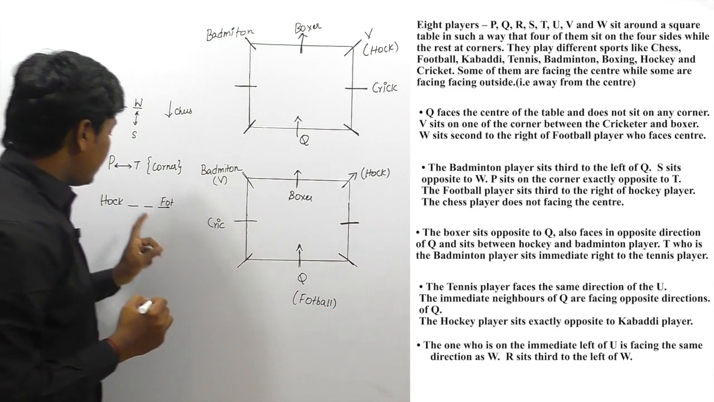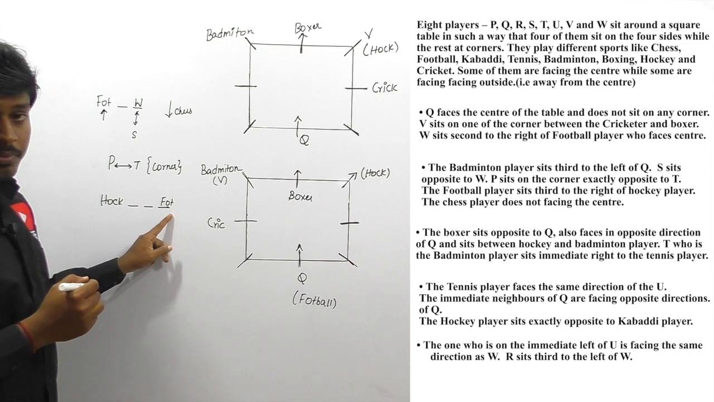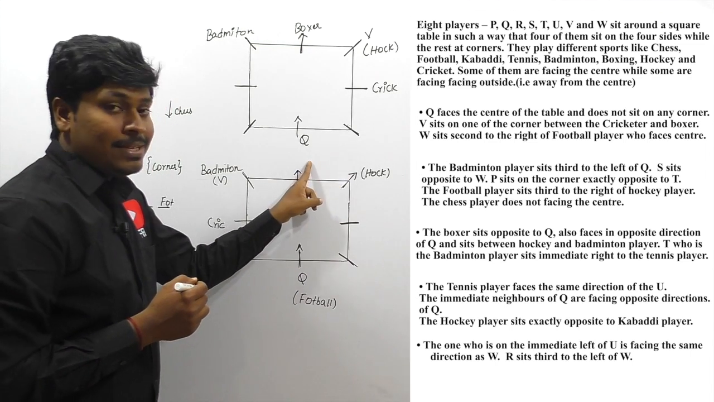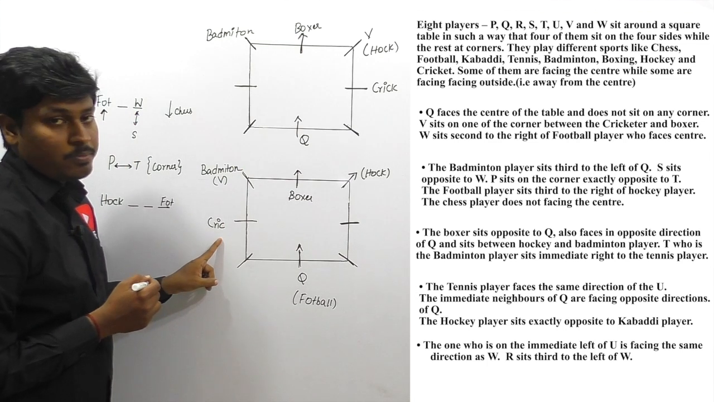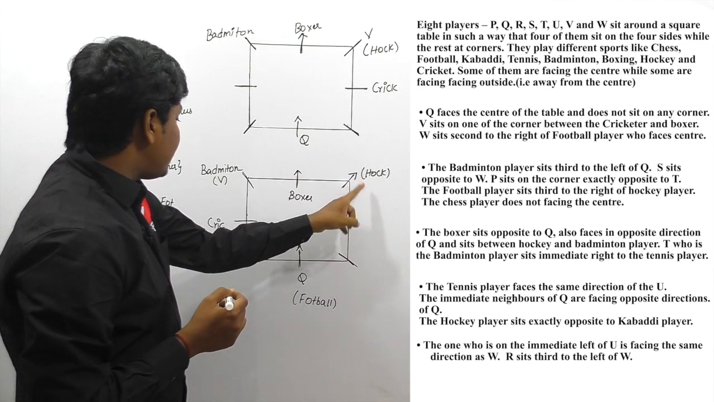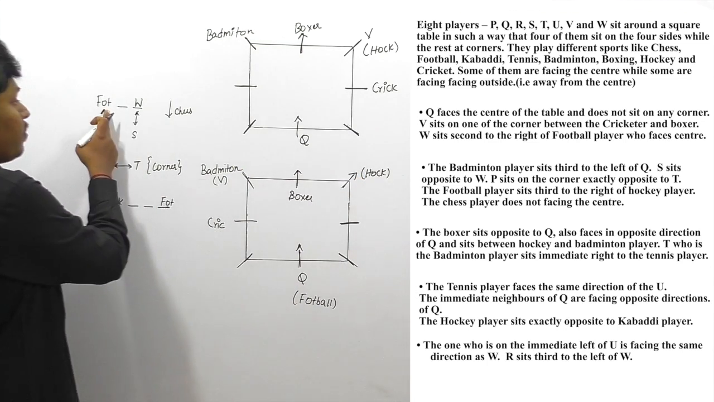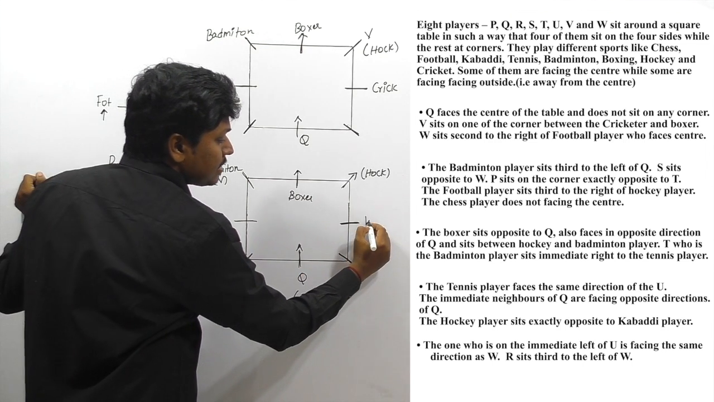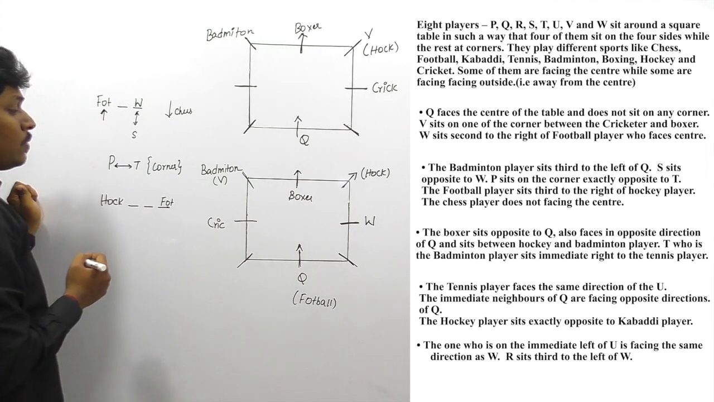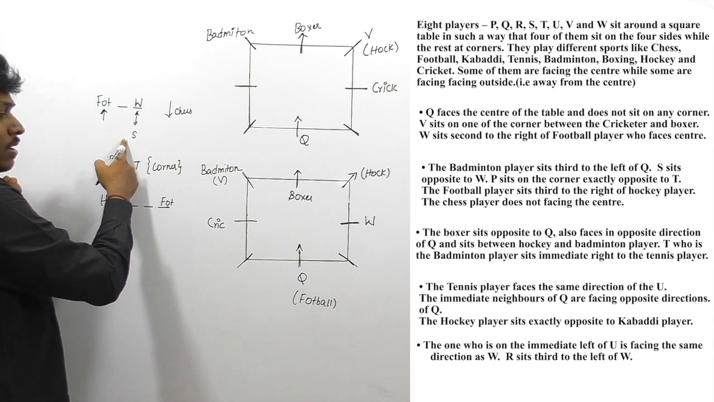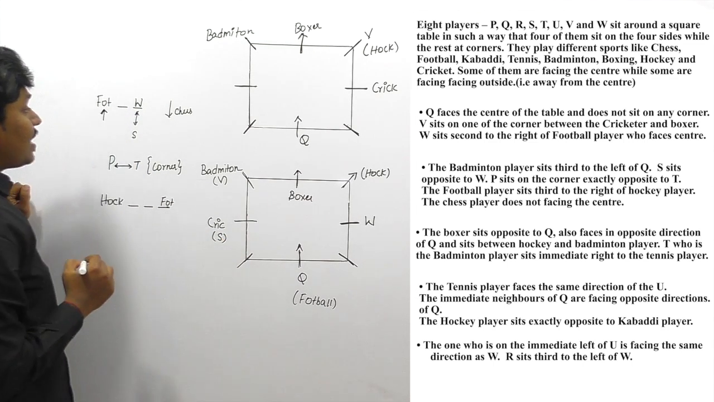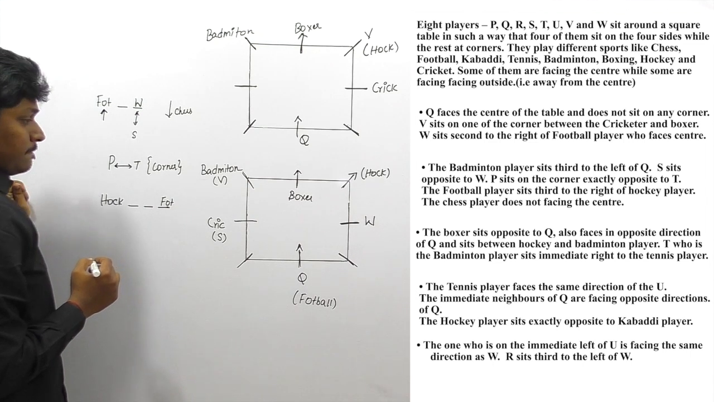So friends, got the point, right? Football is at the third place to the right of hockey. If I place the person hockey facing center, then hockey's right-hand side will be this side, so 1, 2, 3, we can't place football. So hockey is facing outside, then 1, 2, 3 is football, and W is at the second place to the right of football. So this should be W, and W and S are facing opposite, right? So W and S are facing in opposite directions, and the person chess.